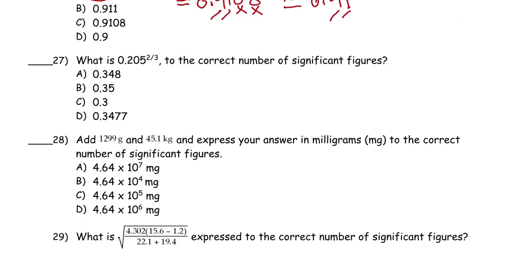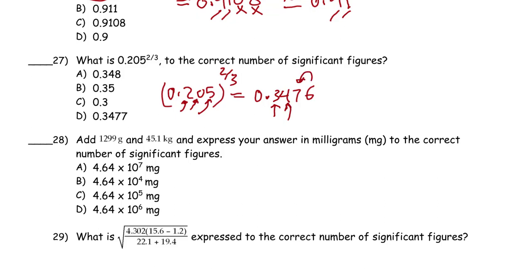About what is 0.205 to the power of 2 over 3? 0.205, the power is the fraction 2 over 3. The answer on the calculator is 0.3476. This is like multiplication and division. We have here 3 significant figures. So the answer must have 3 significant figures. This is 1, 2, and 6 increases 7 to 8, right? Because 6 is more than 5. So by rounding, 0.348 instead of 0.3476. This is the answer. The answer is letter A, as you see here.